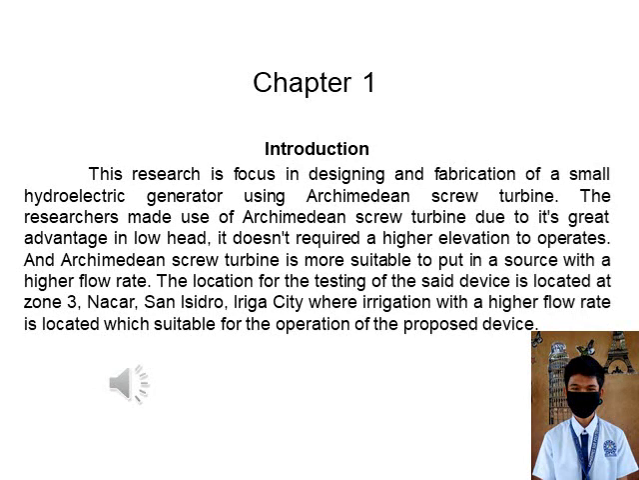This research is focused on the design and fabrication of a small hydroelectric generator using an Archimedean screw turbine. The researchers made use of the Archimedean screw turbine due to its great advantage in low head. It doesn't require a higher elevation to operate. And the Archimedean screw turbine is more suitable to put in a source with a higher flow rate. The location for the testing of the said device is Zone 3, Nakara, San Isidro, Iriga City, where an irrigation canal with a higher flow rate is located, which is suitable for the operation of the proposed device.